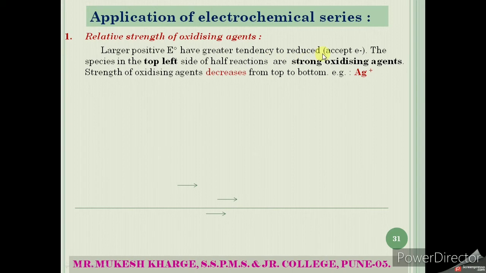Reduce means gain of electrons or acceptance of electrons. The species in the top left side of the half reaction are strong oxidizing agents, and the strength of the oxidizing agent decreases from top to bottom. An example is Ag+. So the species placed at the top side are good oxidizing agents.